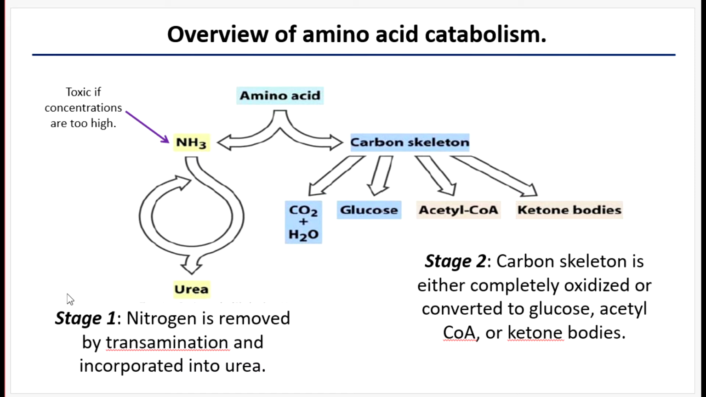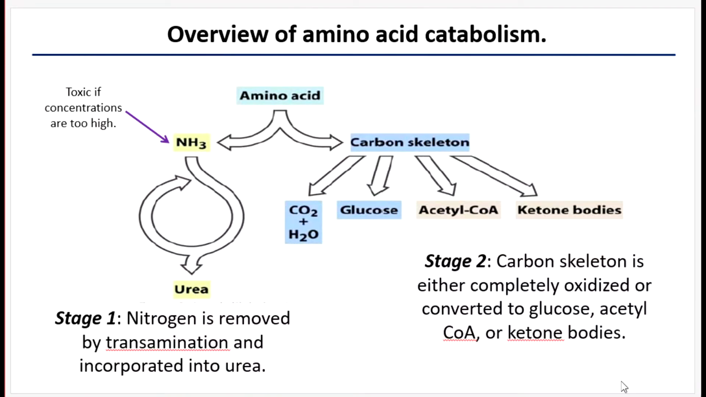And so I'm going to go through stage 1, what happens to this extra ammonia, because this is very, very toxic if concentration becomes too high. It's also really toxic to body tissue. And so you can't simply dump ammonia into the bloodstream and let it travel to your kidneys. It's too toxic for that to occur. It would cause all kinds of damage on its way to the kidneys.